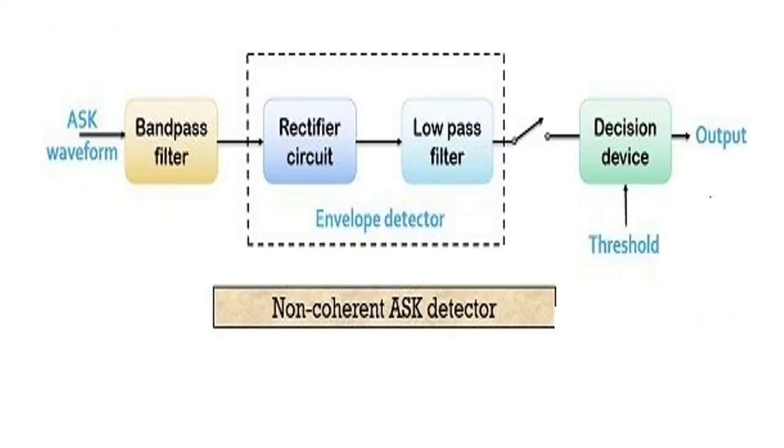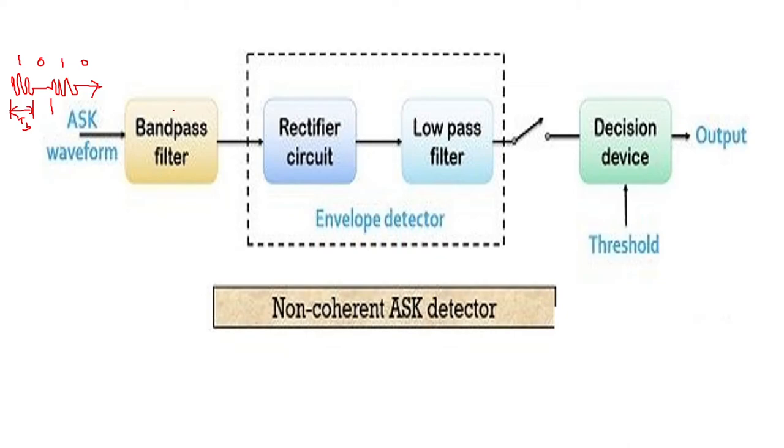Okay. So here, first we will see what a non-coherent, that is asynchronous, type of ASK detector is. Here the input to this will be your amplitude shift keying waveform. Say the input is 1 0 1 0. So this is 1, this is 0, this is 1, this is 0, at a time period which is exactly the same for every bit. This is going to be the input.